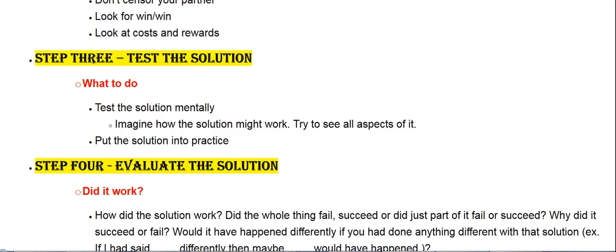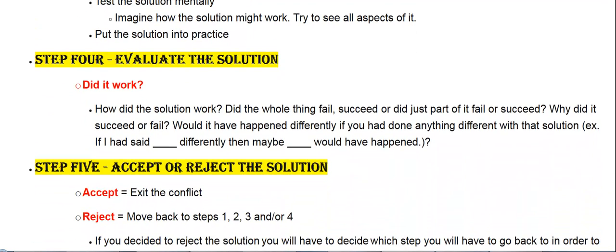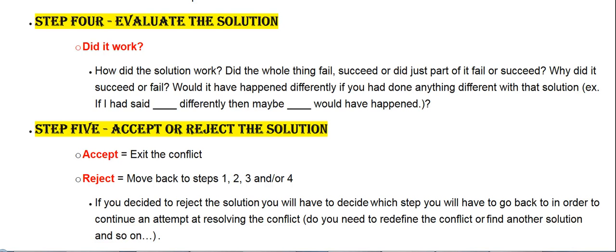Once you do that, then you can move to step 4, which is to evaluate the solution. So did it work? How did the solution work? Did the whole thing fail? All right, so going back to the example with the alarm that my daughter is going to set to clean her room. So say she sets it for 9 o'clock at night, and we've tested it for a week. Did the solution work? Did the whole thing fail? Did she never clean her room at any point in time during that week at 9 o'clock? Or at all?